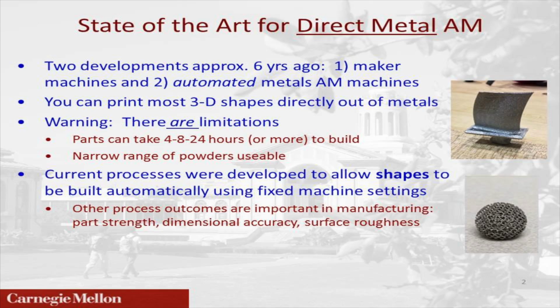So first slide. I just really have a few slides here. First one relates to really what is the current state of the art with respect to the direct metal processes. And it's interesting. Most of you are probably well aware of the maker movement and the maker machines, which have really democratized the printing of polymer type parts. And that really started about 6 years ago. But almost at the same time, but independent of that, metal 3D printing became possible.